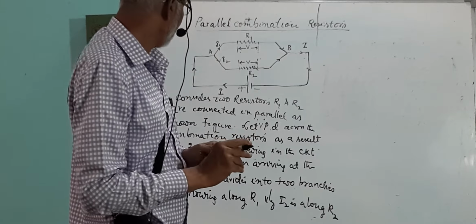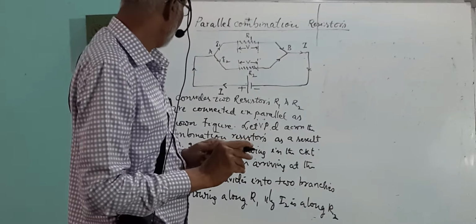At junction A, this is nothing but the main current. So from the figure, what can I write? Main current is equal to the sum of the branch currents, that is I1 and I2.